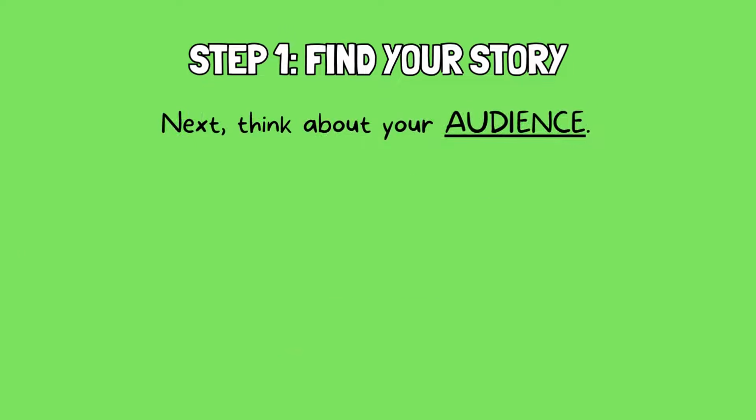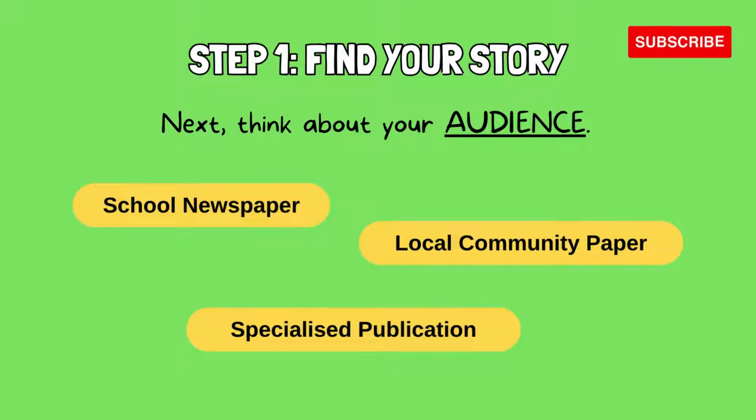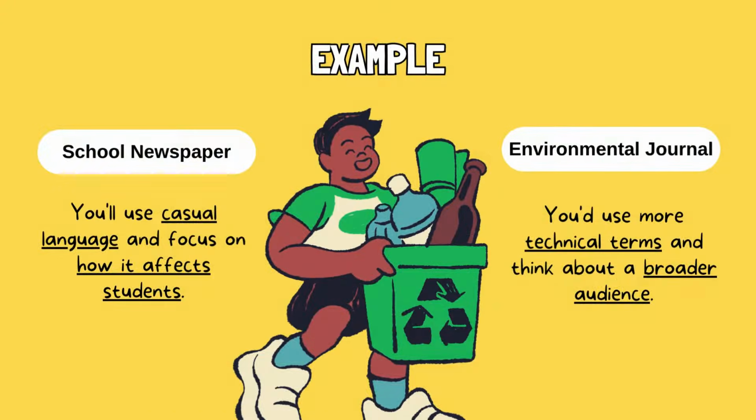Next, think about your audience. Are you writing for your school newspaper, a local community paper, a specialized publication? Your tone and the level of detail you include will depend entirely on who's reading. For example, if you're writing about a new recycling program for your school paper, you'll use casual language and focus on how it affects students. But if you're writing the same story for a citywide environmental journal, you'd use more technical terms and think about a broader audience.